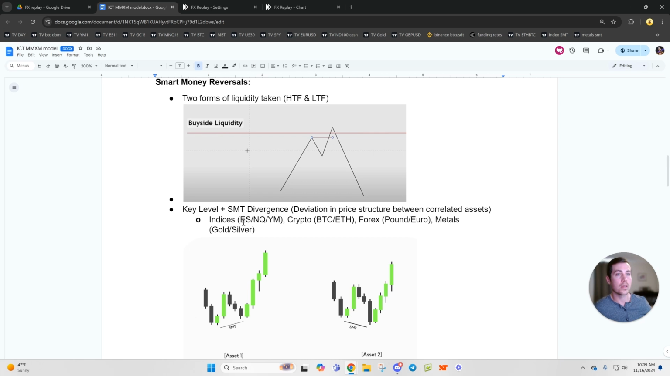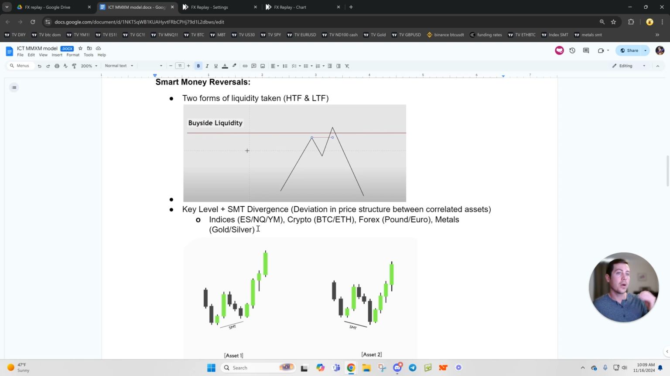For those of you that haven't heard of this concept, it's essentially a deviation in price structure between highly correlated assets. So think indices, the ES and the Dow, the Nasdaq and the S&P, or the Dow as well. Crypto could be Bitcoin and Ethereum. Forex, the pound and the euro, metals, gold and silver.